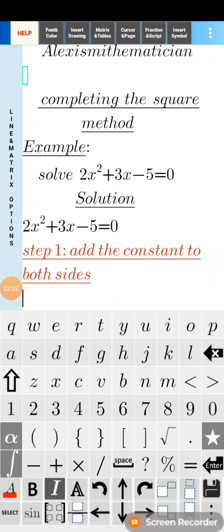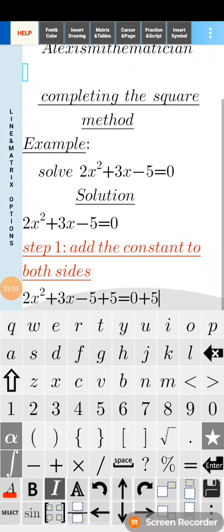So watch this. That will be 2x squared plus 3x minus 5 plus the additional 5 equal to 0 plus 5. So this is what we have to do. Add 5 to both sides.